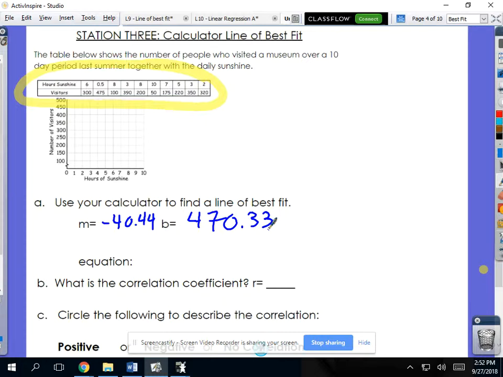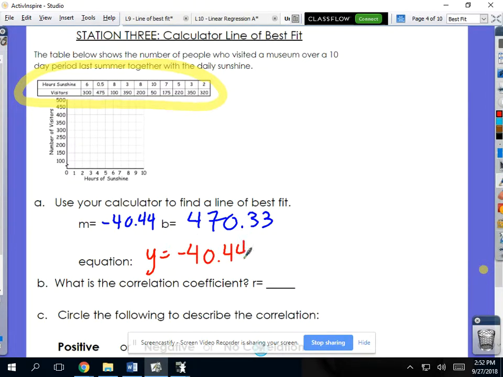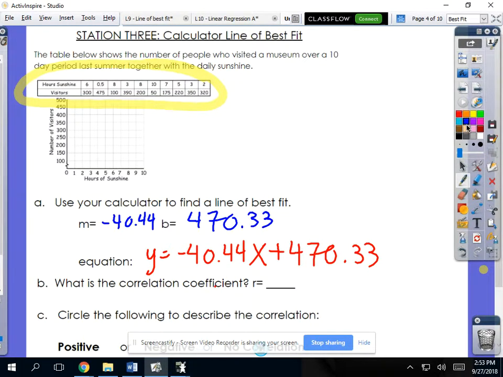So now if we bring that together, our equation is y equals negative 40.44x. Always got to have your x there, plus the b value, so plus 470.33. Our correlation coefficient is right here, the r value, there it is. Negative 0.93 is our correlation coefficient.